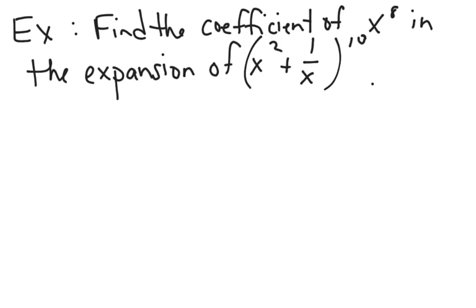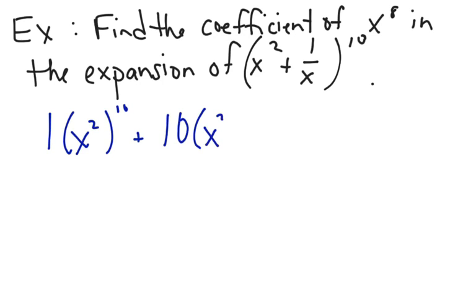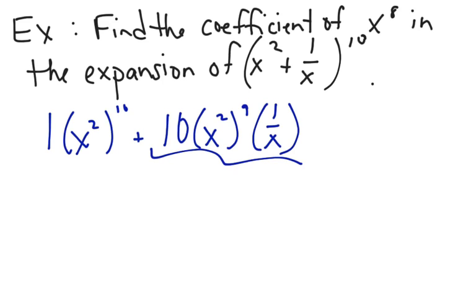The reason is because both terms in the expansion have x's. So if you think about how this is going to work, the first term is going to be 1 times x squared to the 10th power. The second term is going to be 10 times x squared to the 9th power, 1 over x to the first. Well, that second term, if you were to simplify it, is going to be the term that has x to the 17th in it. So we're going to have to figure out where the heck the term with the x to the 8th is going to be. So this is how it's going to work.